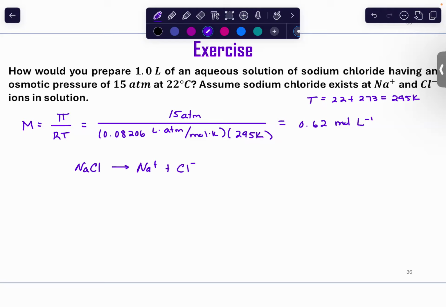Okay, so what do I have to do to this concentration to get the original concentration of the sodium chloride crystal? Cut it in half. You see how the sodium chloride gives me 2 particles? This 0.62 is the number of particles in solution. I have to cut it in half to get the concentration of the original sodium chloride.